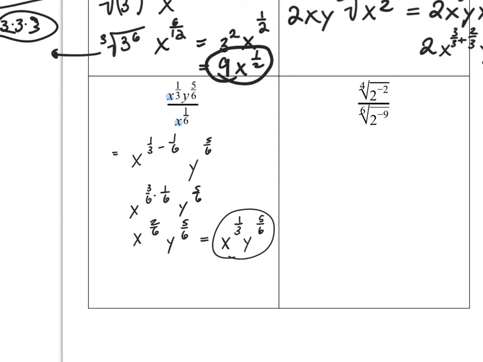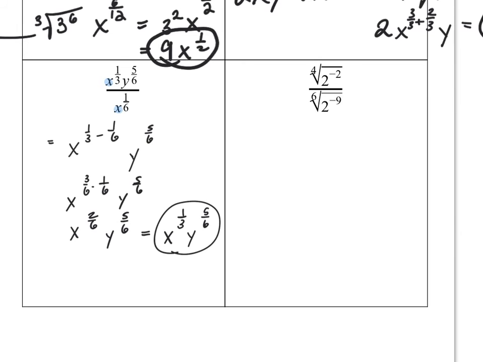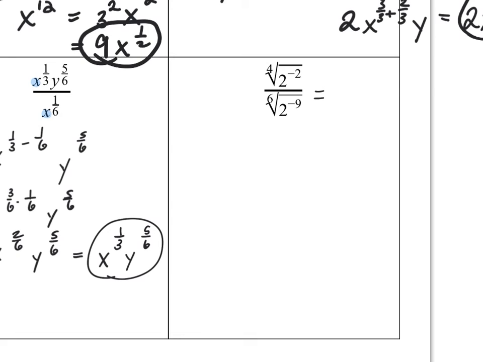So that one wasn't so hard. Sometimes rational exponents are actually easier than square and cube roots. Let's remember that looking at this next problem. My first step over here is going to be to rewrite these both using rational exponents. So in this case, rewriting using rational exponents lets me see that what I really have to start with is a subtraction problem. I'm going to be subtracting my fractional exponents, specifically -2/4 minus -9/6.